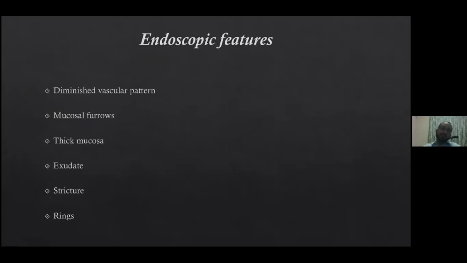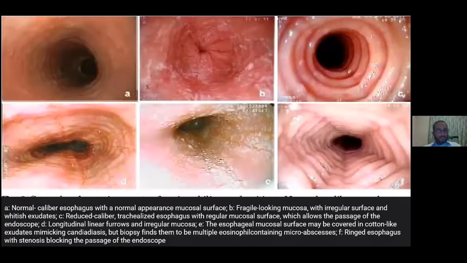Endoscopic features: diminished vascular pattern, mucosal furrows, trachealization, thick mucosa, exudate, strictures, narrow caliber, and rings. Classical findings: number A, top left, is a normal caliber esophagus with a normal vascular mucosa. On number B, if you look, there's a few white exudates.